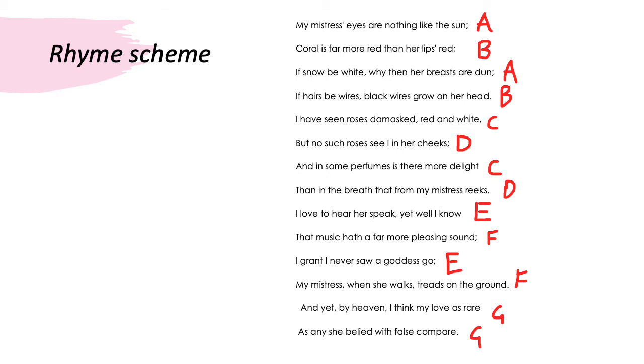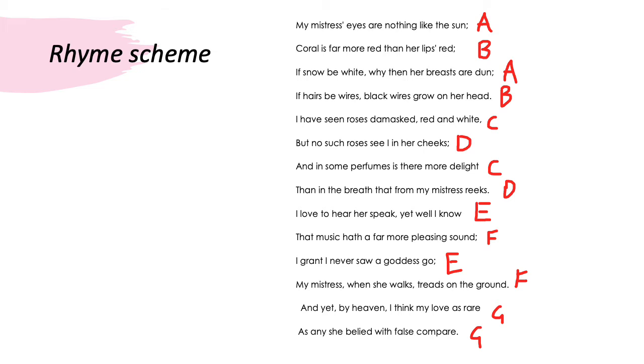So if we have a look at this sonnet, this is Sonnet 130. This begins, "My mistress's eyes are nothing like the sun." So that's our very first ending word, that word sun. So that's our A rhyme. That's going to be A. So what we need to do now is look out for any other words that rhyme with sun.